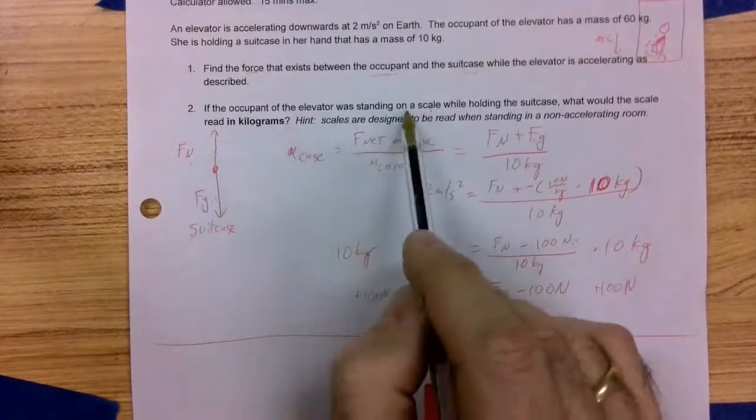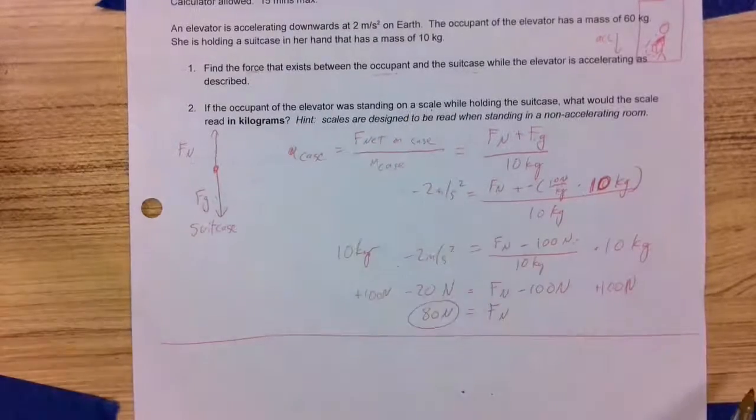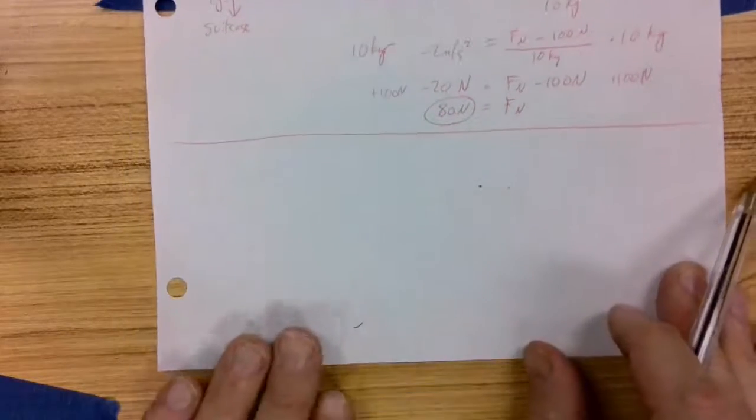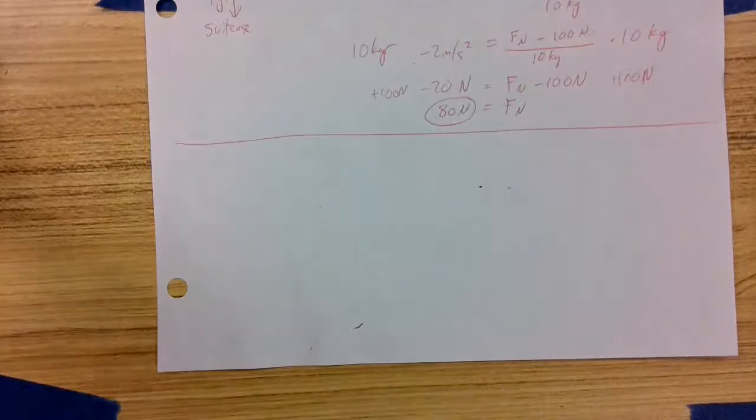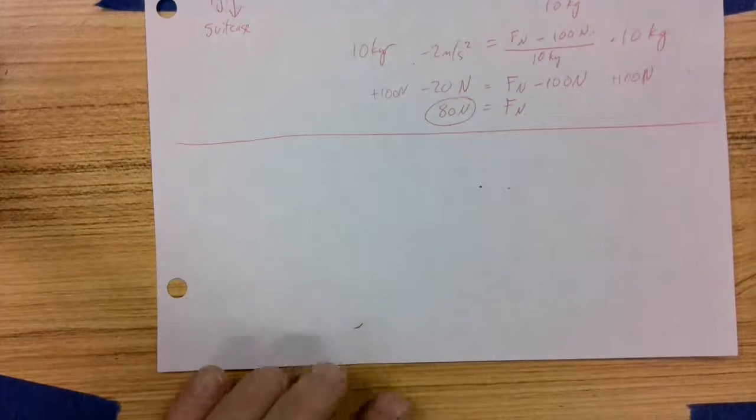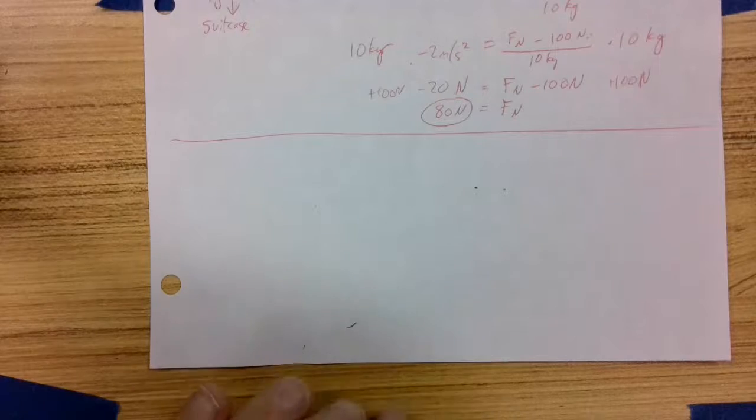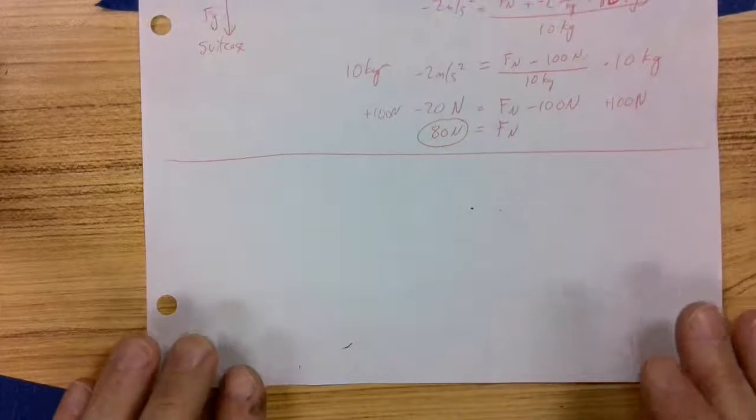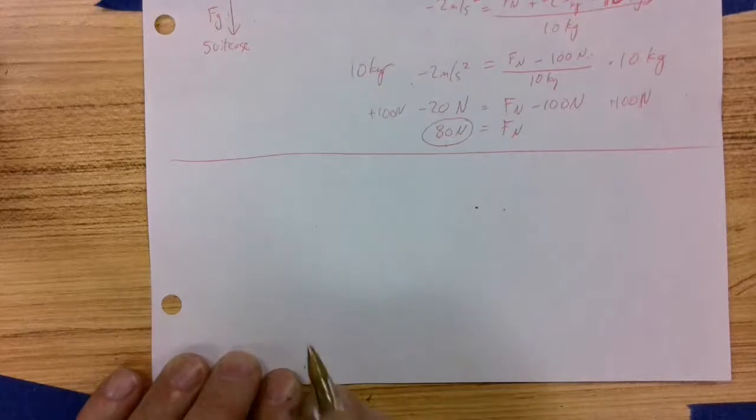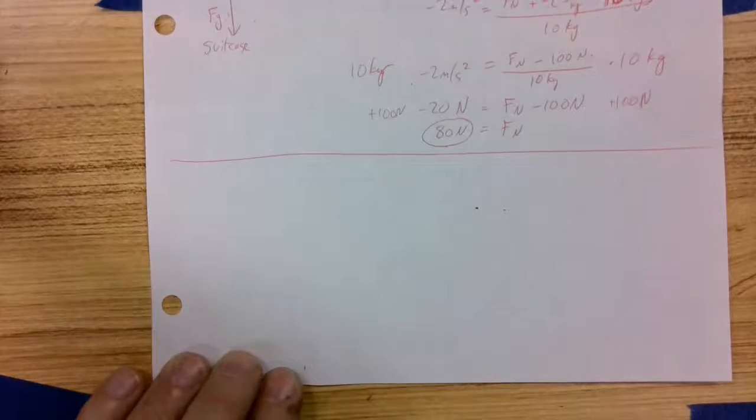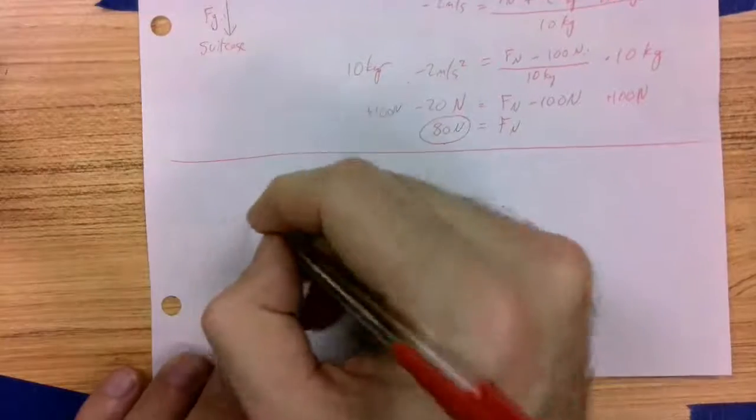But they're standing on a scale, and it's the occupant, so now I have to turn to studying just the occupant. Now at this point, y'all, you can choose to study just the occupant, or you can choose to study the occupant plus the suitcase. Either choice will get you to right answers. You can make a different choice than me and be consistent and be perfectly fine. So I'm going to choose to study just the occupant.